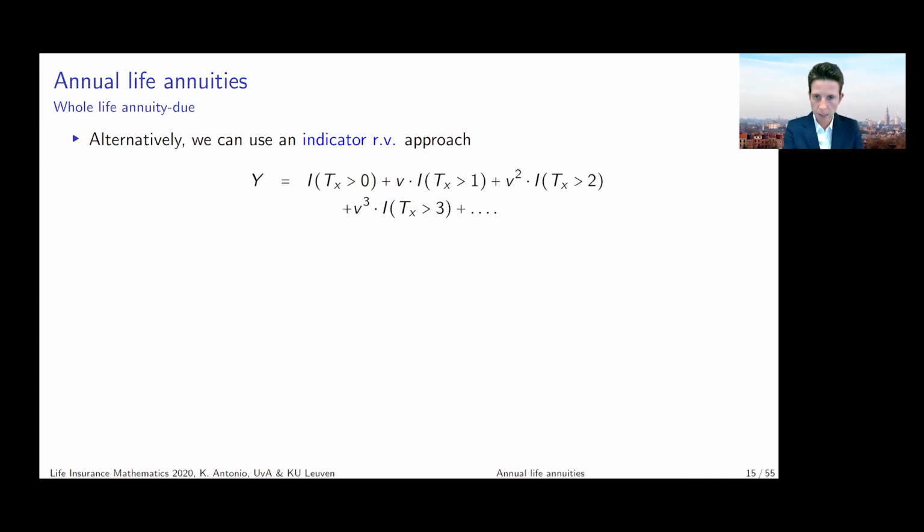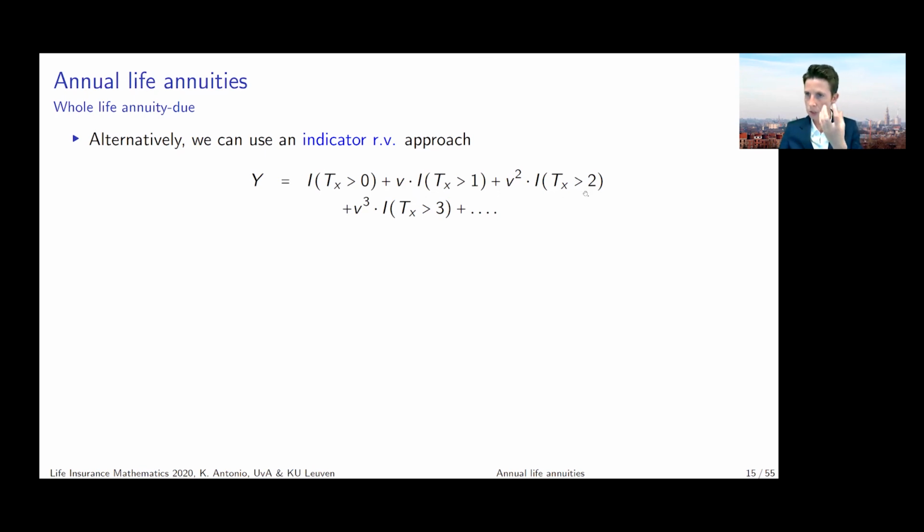And that will exactly be captured with this indicator formula that you see over here. Because the first indicator is going to return a 1, right? So that's the €1 I'll get at time 0. The second indicator is going to return a 1, which I should discount from time 1 to time 0. So that's the v here.